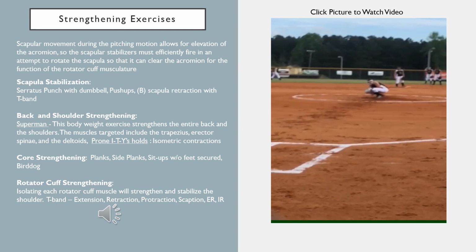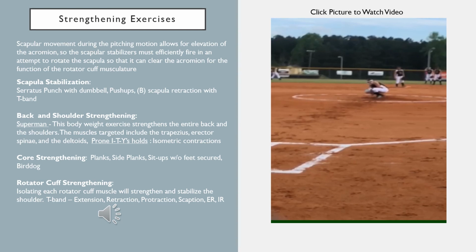Strengthening exercises. For scapular stabilization: the serratus punch with dumbbell, push-ups, bilateral scapular retraction with TheraBand. For back and shoulder strengthening: the Superman, this bodyweight exercise strengthens the entire back and shoulders. The muscles targeted include the trapezius, erector spinae, and deltoids. The prone I, T, and Y holds, as isometric contraction, help strengthen the latissimus dorsi and trapezius muscles.